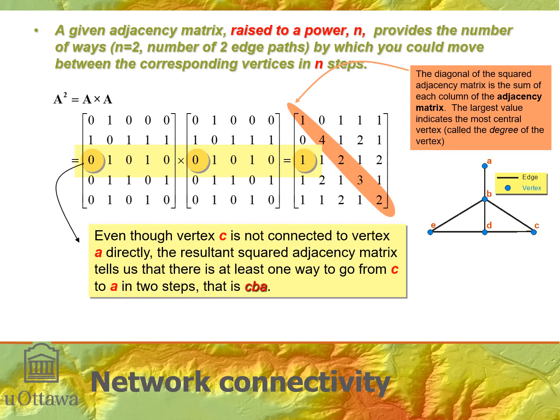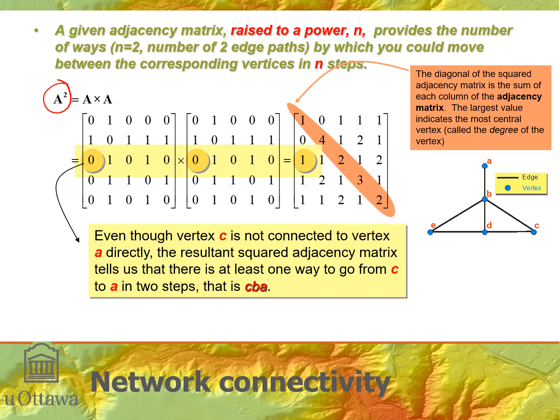Now, a given adjacency matrix raised to a power of n, this means A, for example, squared, which is matrix multiplication now, right? Columns times rows, A times A. So when we raise it to a power of 2, for example, then the number within that squared matrix tells us the number of ways that we could move between the corresponding vertices in n steps, where n is the exponent. So let's look at an example.